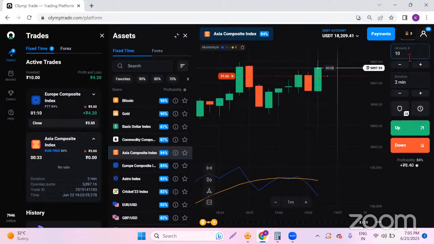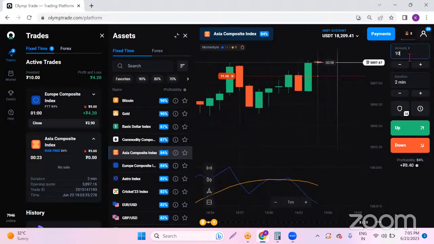Okay. So again, just to brief you about the strategy, it is a very simple thing. Yellow line intersecting the blue line, and when the blue line shows an upward direction, it's an upward trend. Blue line showing a downward direction, it is a downward trend.